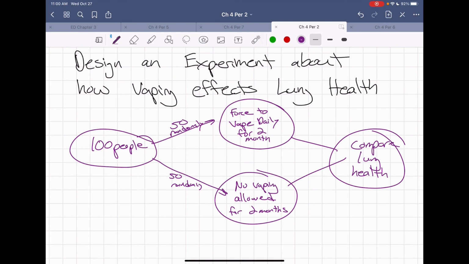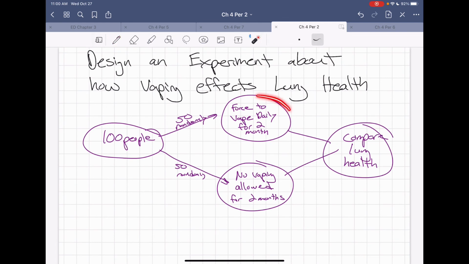Split them up evenly, impose a treatment. Forcing them to do something is imposing a treatment. Don't let the others do the same thing, and then compare their lung health. Here's the thing though, is this ethical? Can I take 50 people and force them to vape for 2 months? No, this is completely unethical.